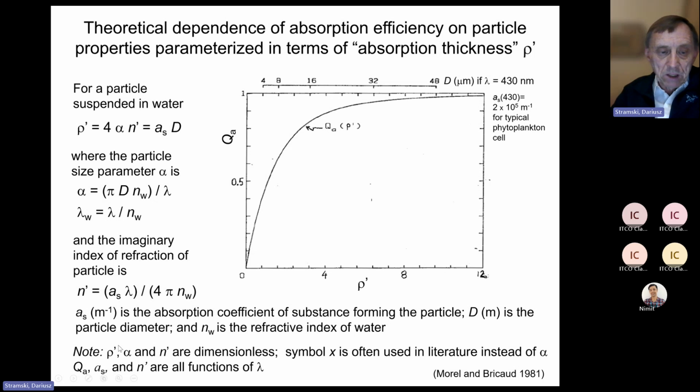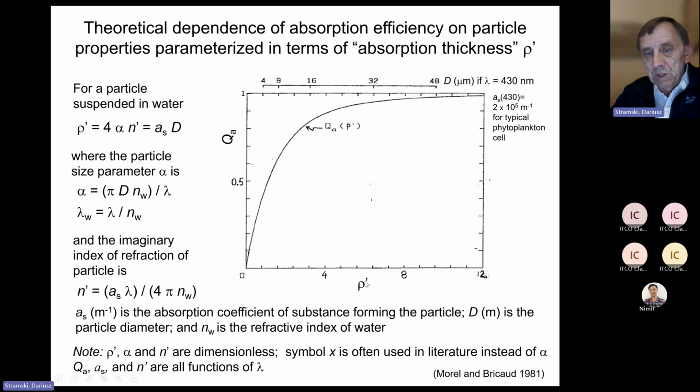So note that we use here the one parameter rho prime, which combines geometric size, absorption coefficient of particle, and lambda is also involved. So if we plot the solution to the problem, how Q_a varies as a function of rho prime, we obtain this nonlinear function that initially increases with rho prime rapidly and then flattens and approaches the asymptotic value of 1.